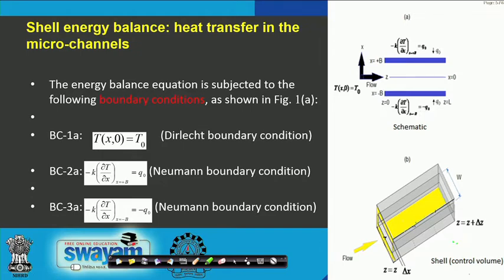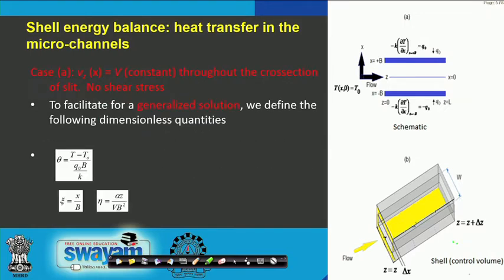This heat flux has been connected with Fourier's law. Boundary condition 1 is known as the Dirichlet boundary condition, the second one is called the Neumann boundary condition, and the third one is also a Neumann boundary condition. So, all these three boundary conditions will help to find the solution.